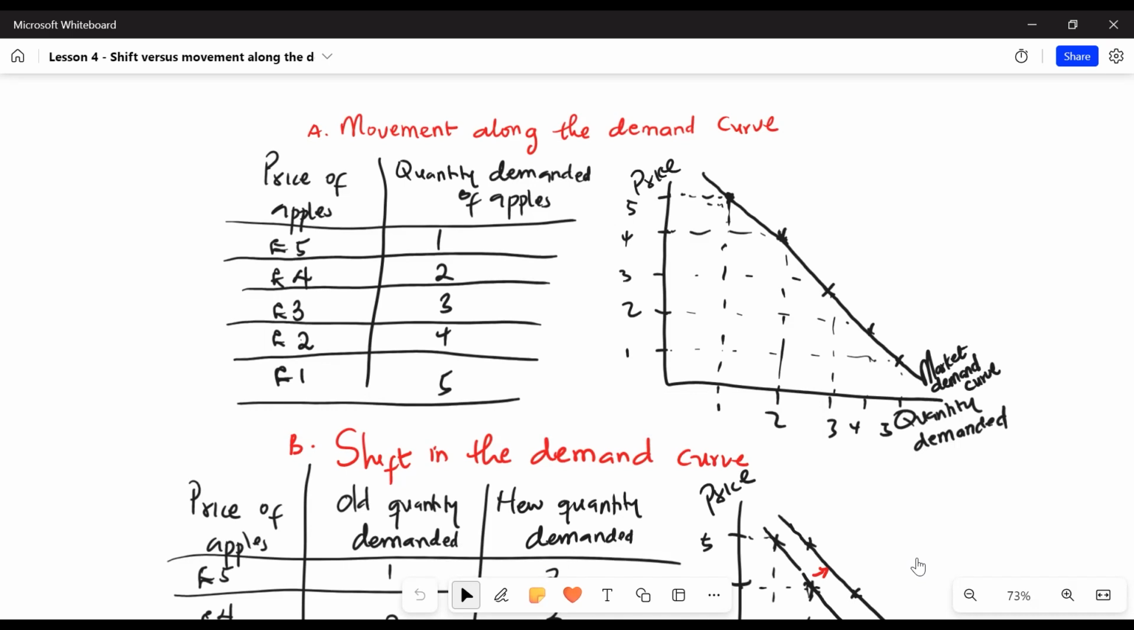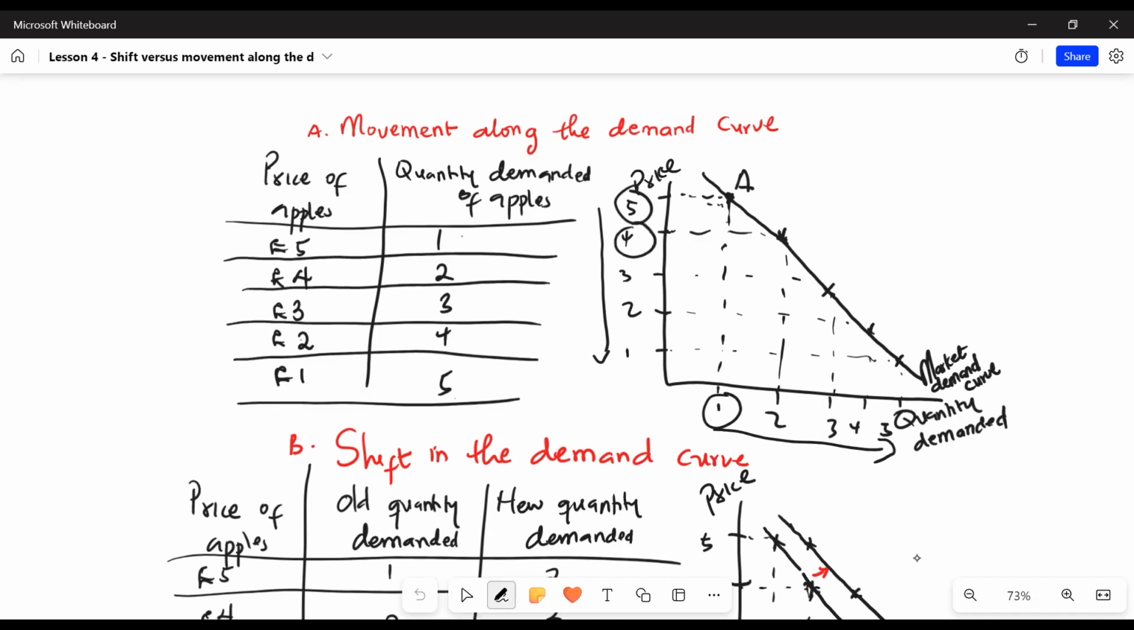Consider the market of apples. The price ranges from 1 to 5 and quantity demanded of apples ranges from 1 to 5. So on our demand curve, we can see that when the price reduces, quantity demanded will increase. So point A here shows that when price is 5, quantity demanded is 1.